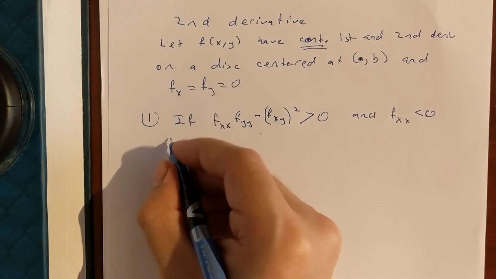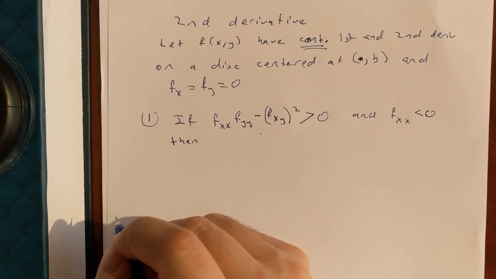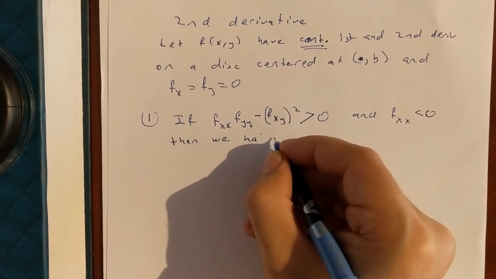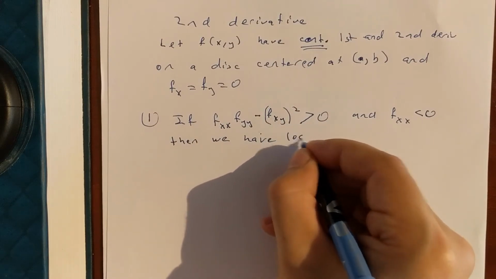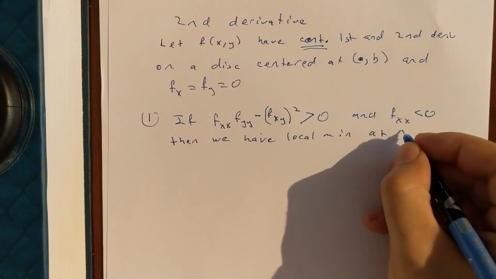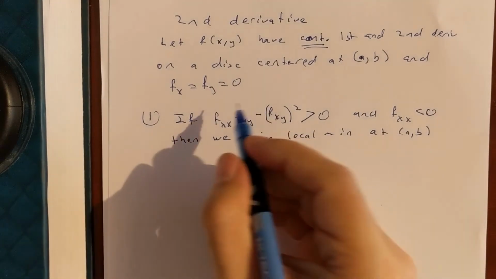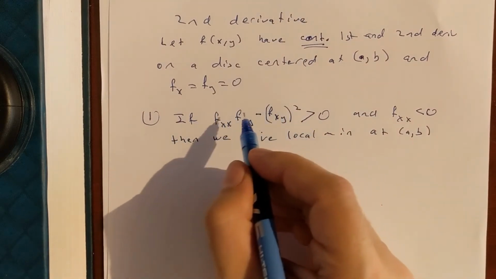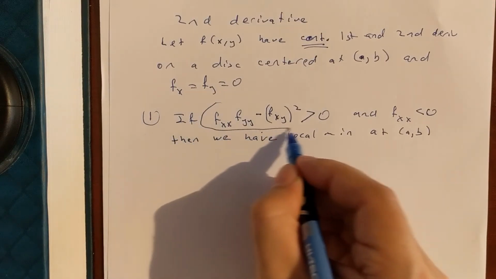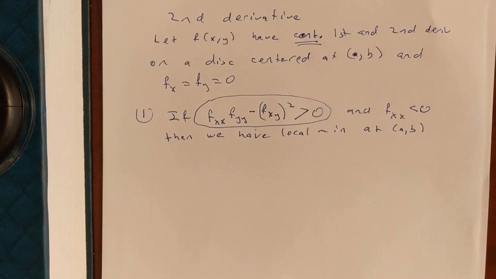then we have a local minimum at (a, b). Okay, so what's going on here? We have this funky term. This is called the discriminant, or the Hessian. I'm going to talk about this funky term in a second. So this is very interesting.